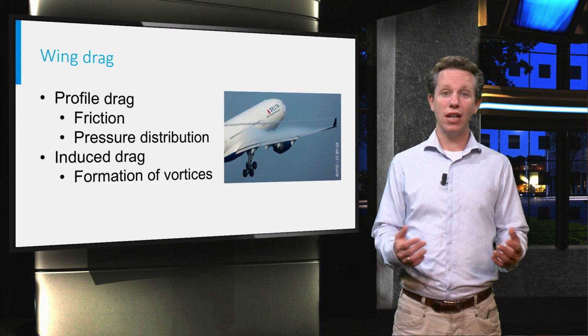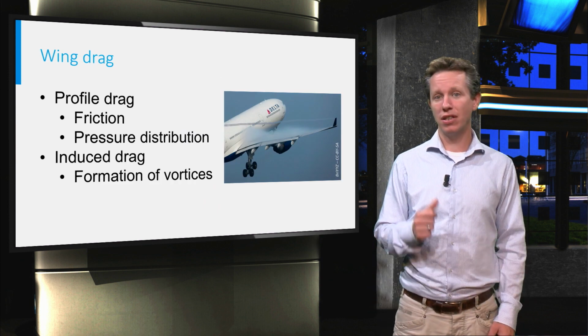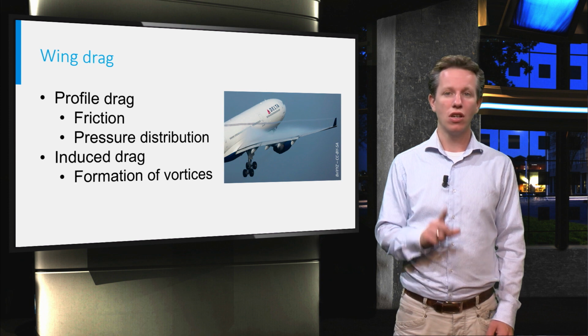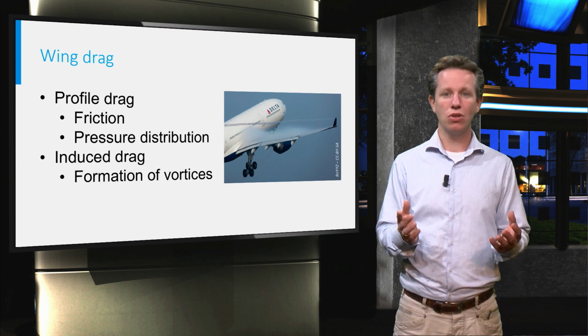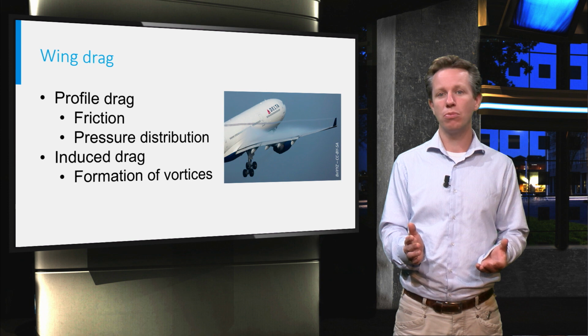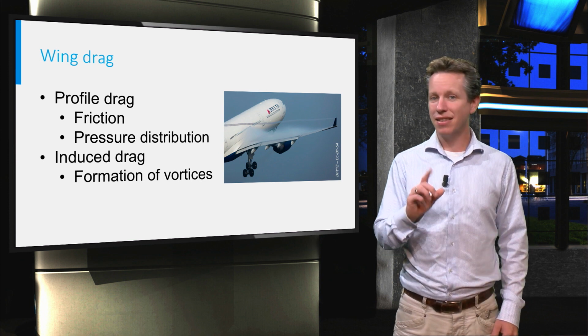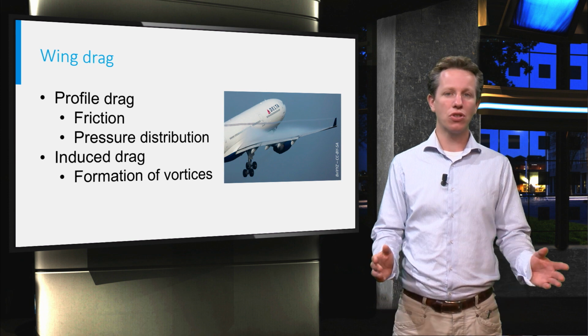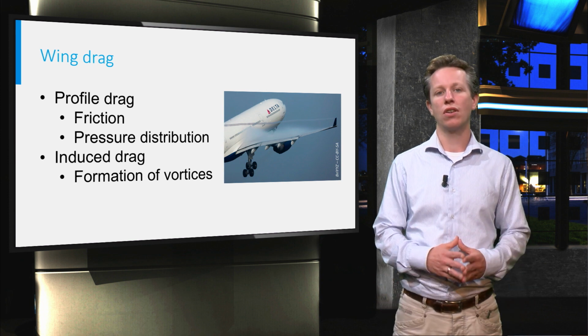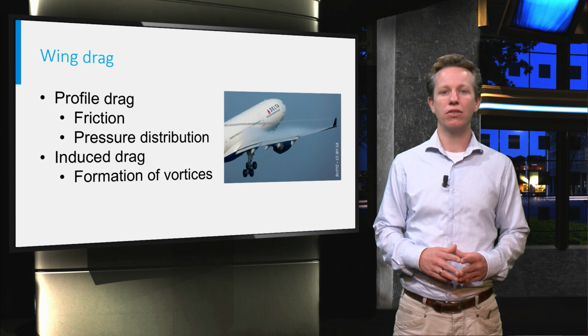It turns out that drag of a wing essentially can be separated into two physical factors. The profile drag, which is the result of the friction and pressure distributions mentioned before. This is fairly obvious. And the second is induced drag as a result of the formation of vortices. That, however, may be surprising to you.